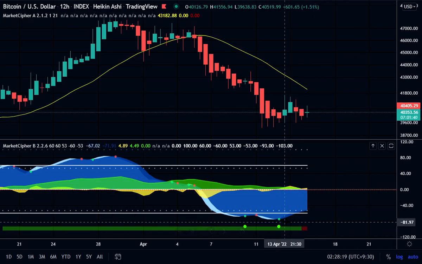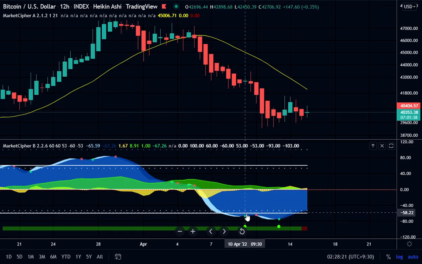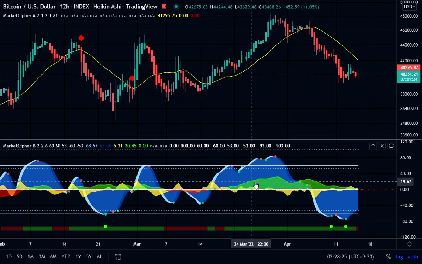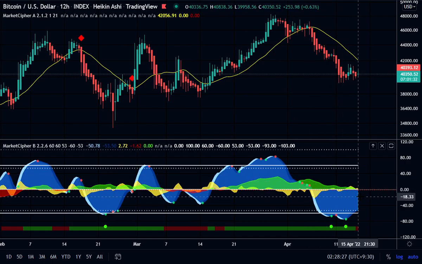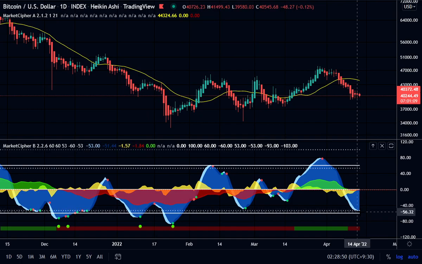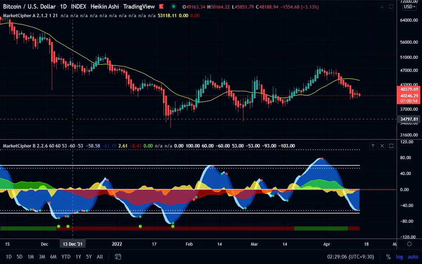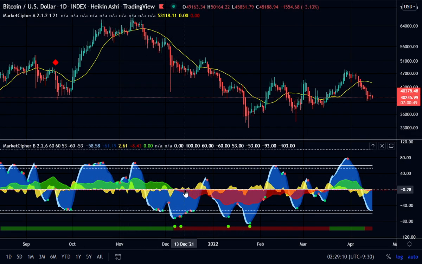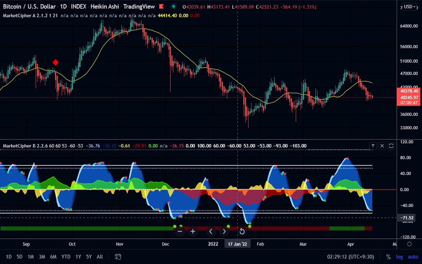The 12-hour has had a couple of green dots here. This is generally a bullish sign, but we do see that money flow has been curving down from the green and has just started dipping into the red. Looks like we're getting close to a green dot on the daily time frame. The money flow has dipped into the red here though, and the green dots are more reliable in the green money flow. We see after this green money flow started going into the red, these green dots weren't as reliable.